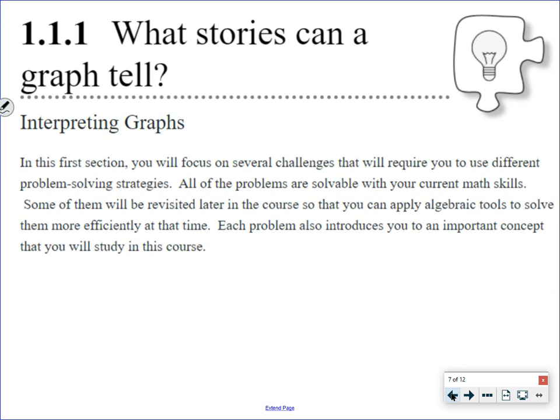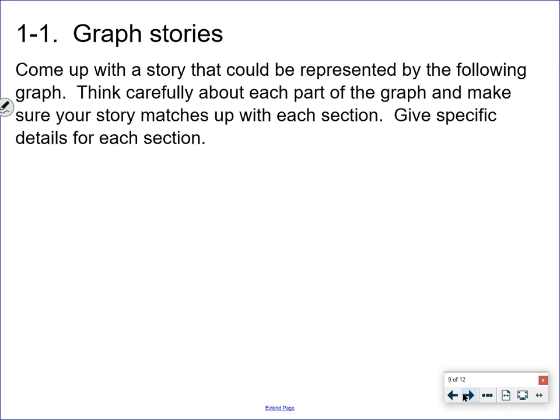Okay? Here we go. 1.1.1, what stories can a graph tell? Interpreting graphs. In this first section, you will focus on several challenges that will require you to use different problem-solving strategies. All of these problems are solvable with your current math skills. Some of them will be revisited later in the course so that you can apply algebraic tools to solve them more efficiently at that time. Each problem also introduces you to an important concept that you will study in this course. And here is the first problem.